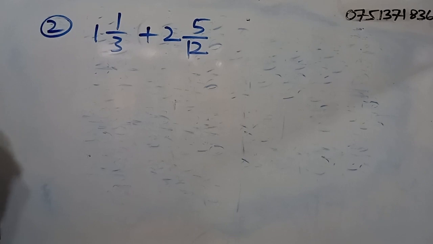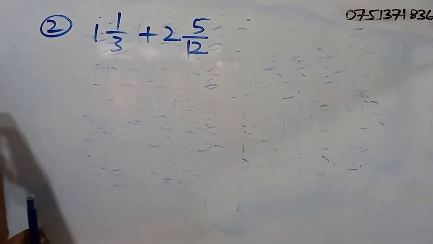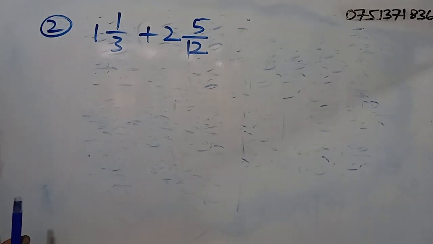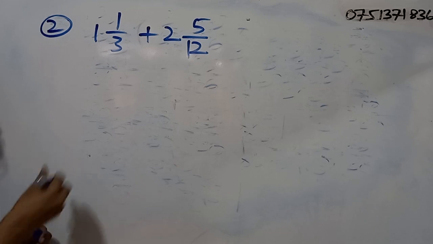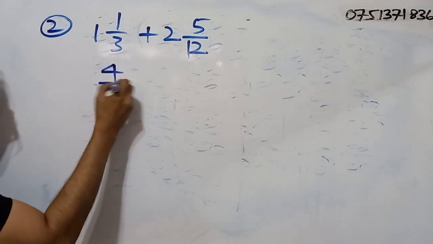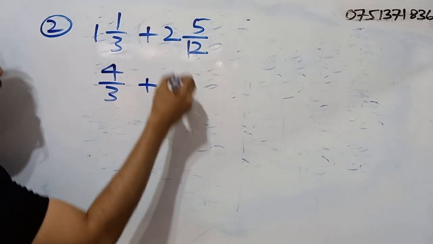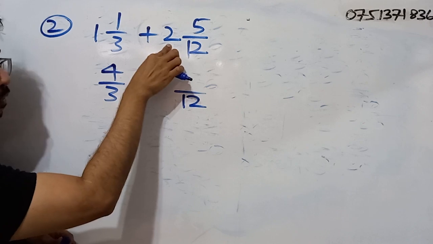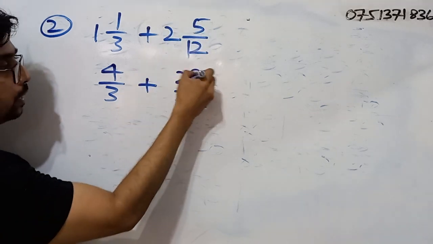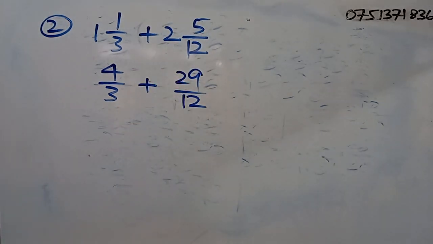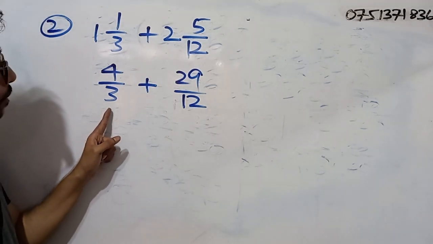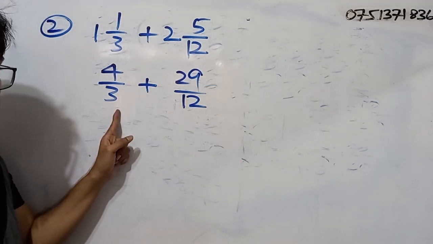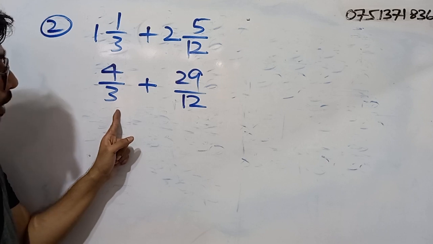That's the answer. Right, so this is example number 2 again. We have two mixed numbers, so we have to convert them into improper fractions. Here we get 4 by 3 plus, here the denominator will be 12. 12 into 2 is 24, 24 plus 5 is 29. Now we have two fractions where the denominators are different.